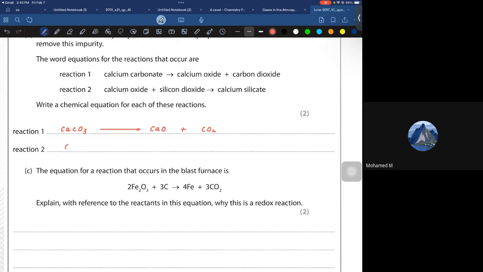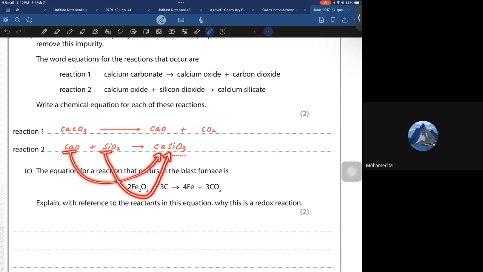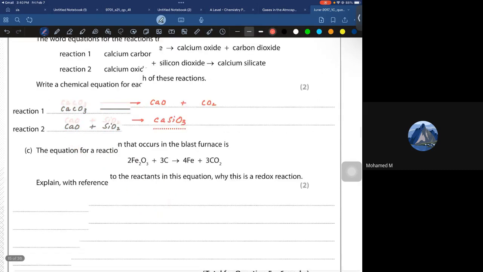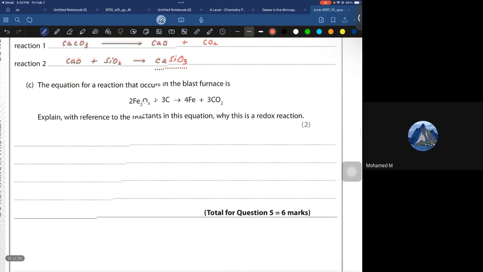And equation 2, calcium oxide would be reacting with silicon dioxide. It would be giving you calcium silicate. The formula for calcium silicate is CaSiO3. Ca, Si, two oxygen and one oxygen, it would be three oxygen. That's why the formula is CaSiO3, calcium silicate.